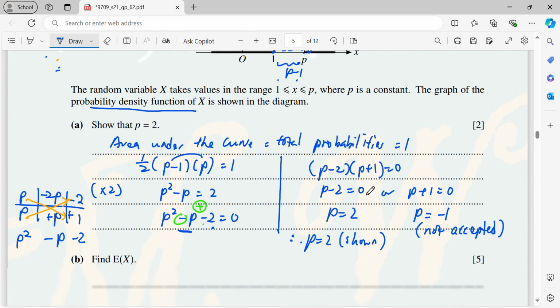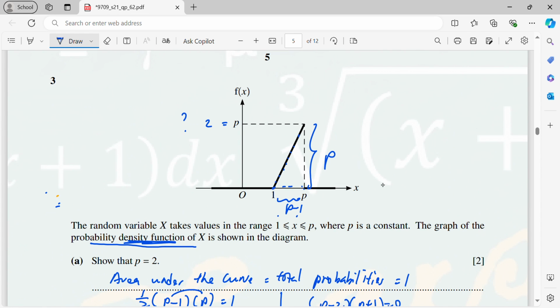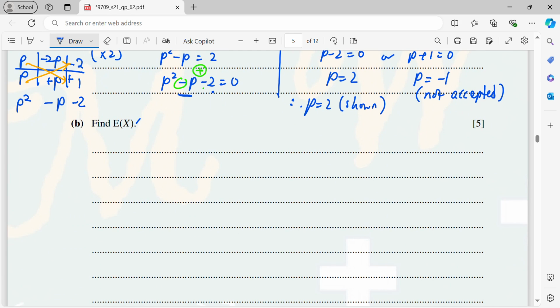Okay, now you need to find E(X), expected X, but the function is not given. So we need to form the function. That means now p is 2. Here is also 2. So I will use 2 points to get the straight line because it's a straight line. The first point with coordinates (1, 0). Second point with coordinates (2, 2). Then now I need to find the gradient before I calculate the E(X).